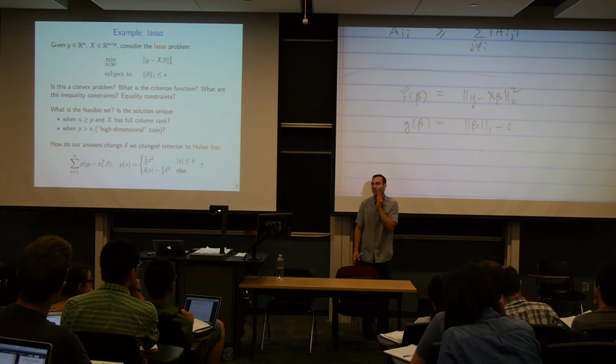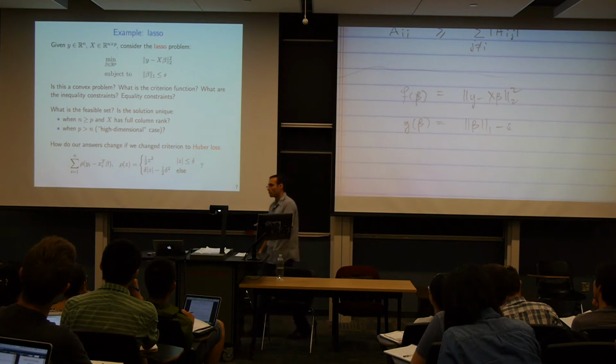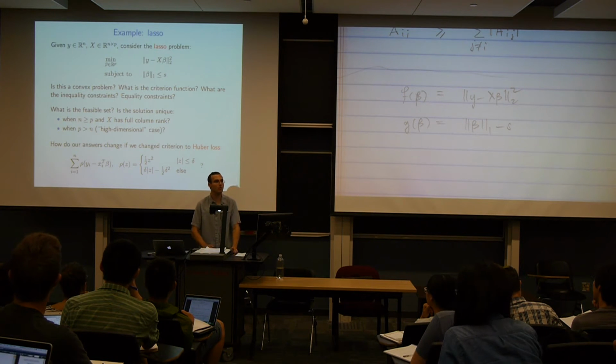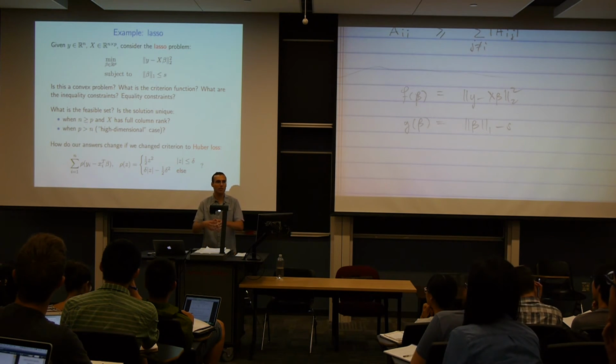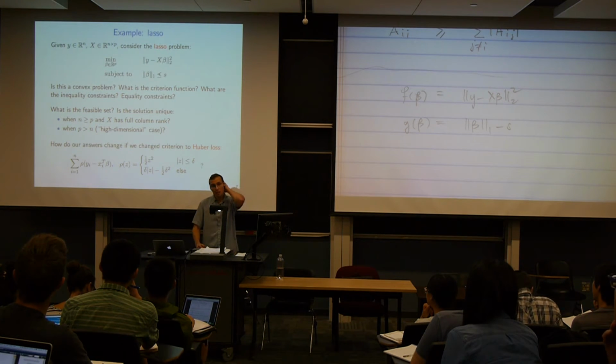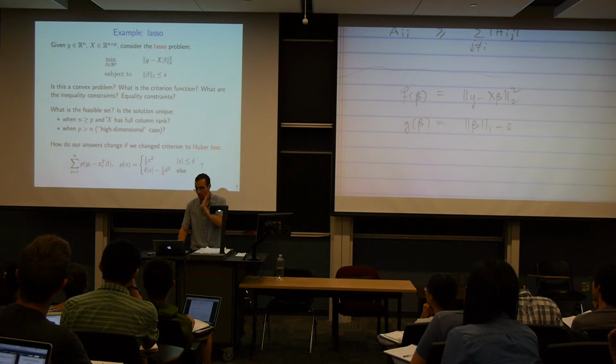I hope that you guys can see this. There is always going to be a solution. The solution set is bounded. So first of all, you can't go off to infinity anywhere. And in the case that x is full column rank, there's just going to be one solution.